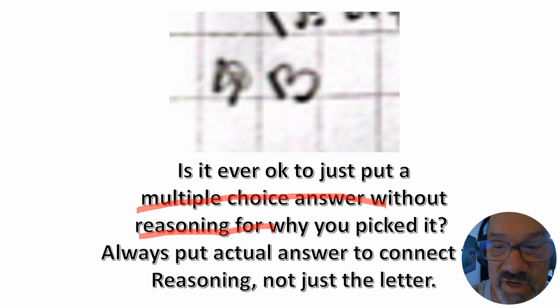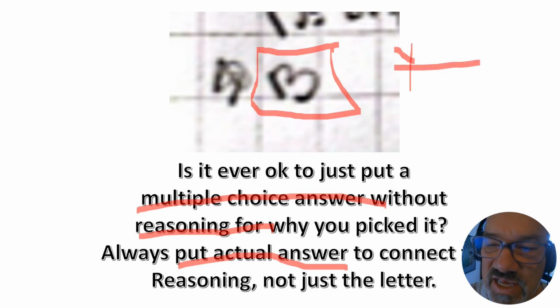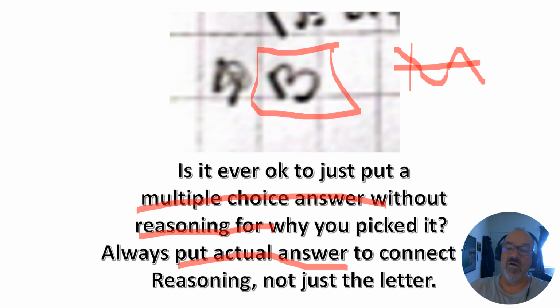You must have reasoning. So this right here has no reasoning. Also, you must actually put the actual answer. Just putting letter B doesn't allow me to check and see if you actually did pick the correct graph. Make sense? It's very important that you do that. Okay. So, don't just write letters down. Okay, that's a big deal.